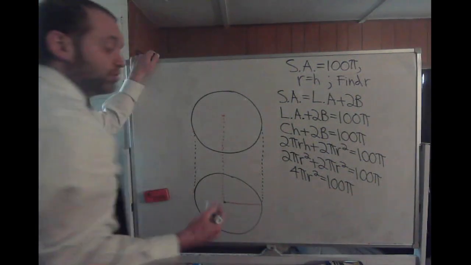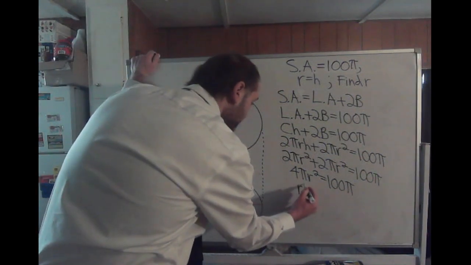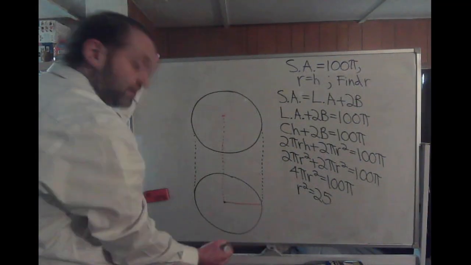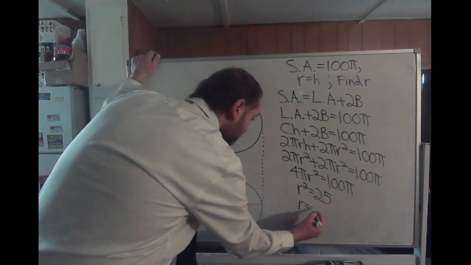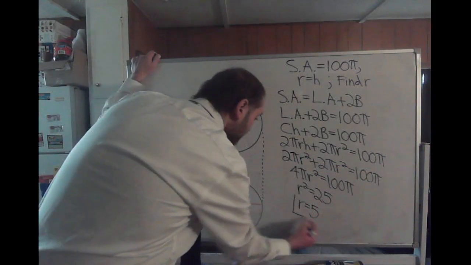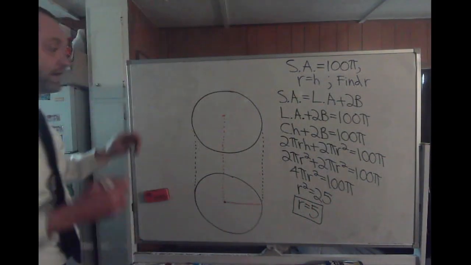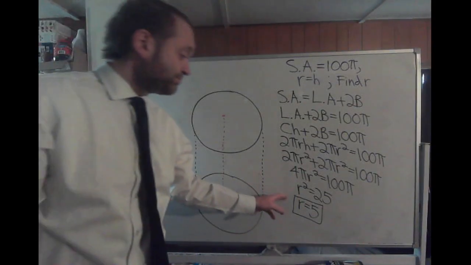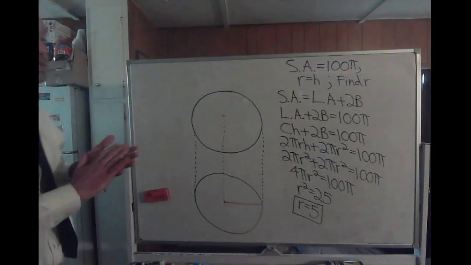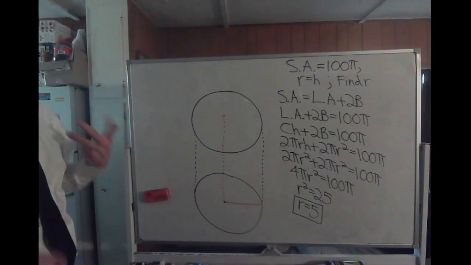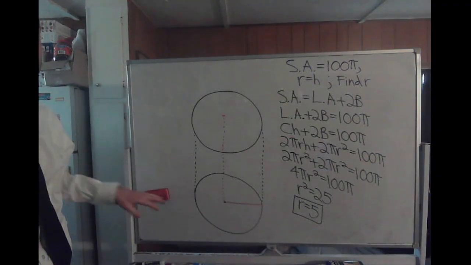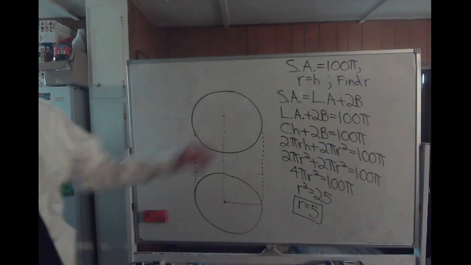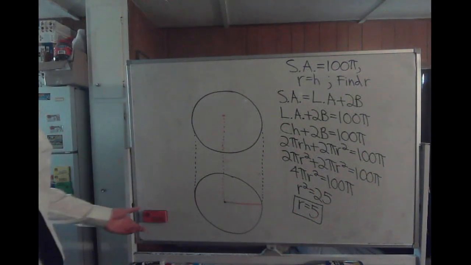Now you can divide both sides by 4 pi, you'll end up getting the radius squared equals 25, thus giving you a radius of 5. And that would be your answer. You'd have a radius for the cylinder being 5. So if you know how to substitute in formulas for circumference and area of a circle, this should largely be pretty easy for you if you have to work backwards. It's not as bad as it looks.